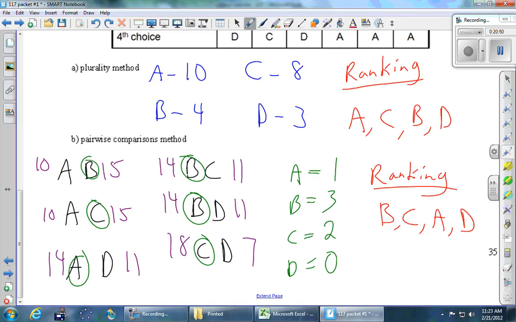C and D had the same rankings, and it looks like A and B swapped. First and third place swapped. Questions on that one? Okay, so if we're ready, we'll move on to the next page.